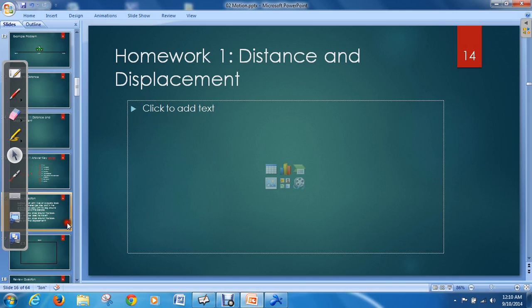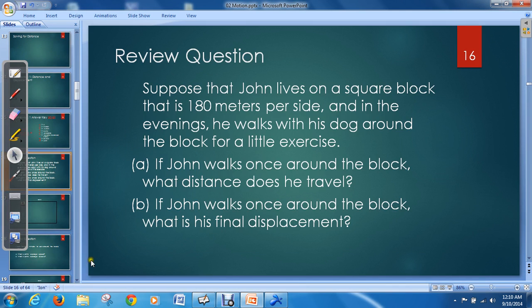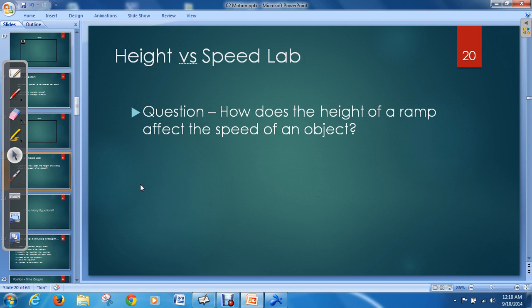Okay, and here's just a review question for you if you want to do it. If you want to try this, pause it and do that. Then we did the height versus speed lab.